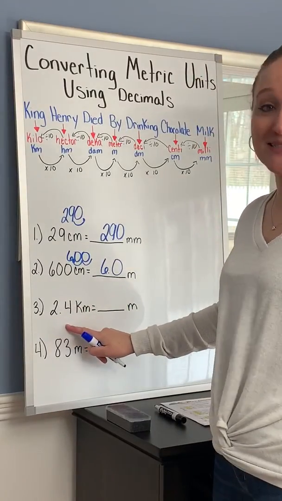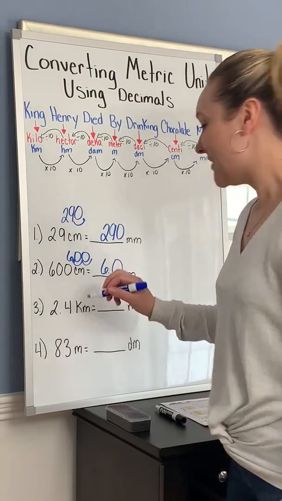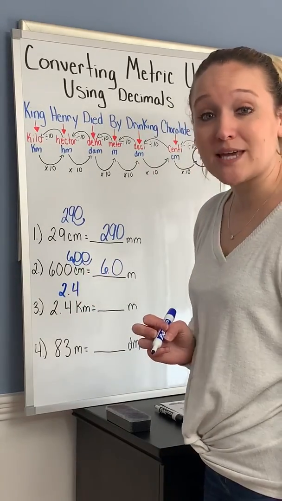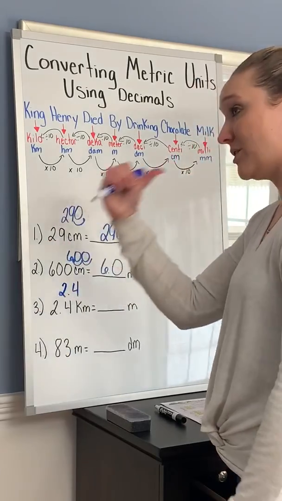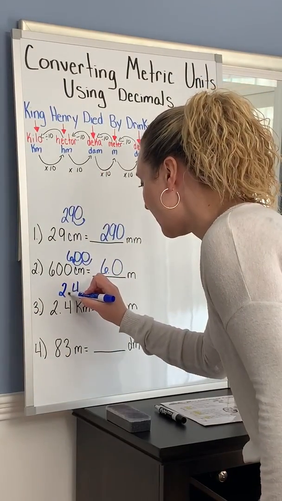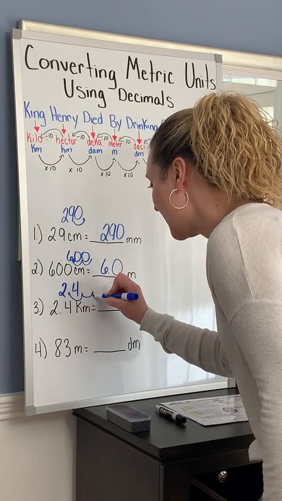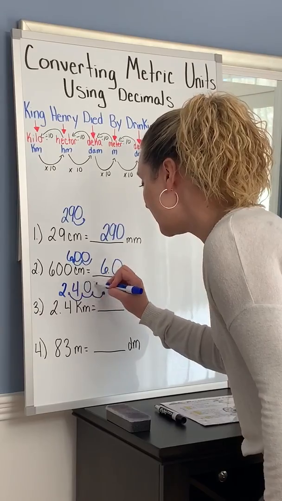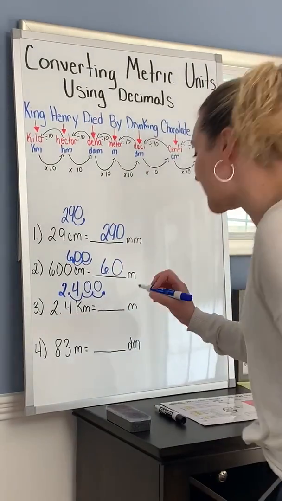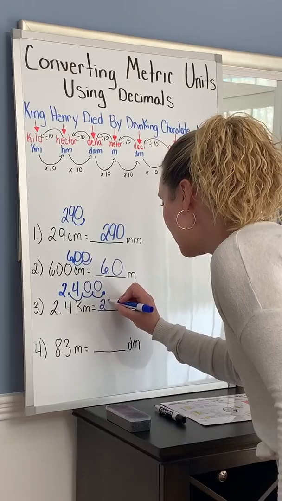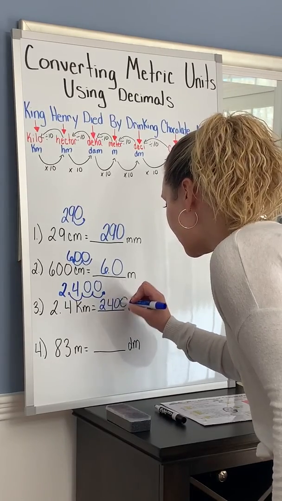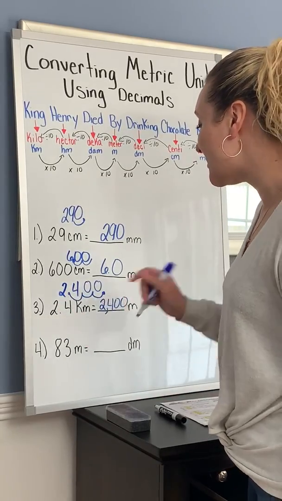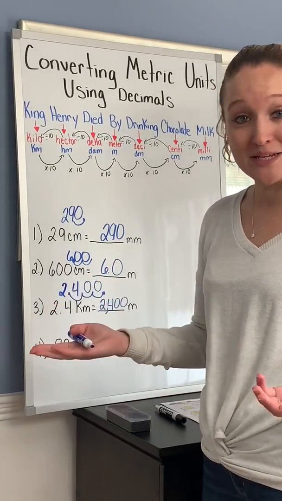So this time I have my decimal. So it's a little bit easier. I'm going to just rewrite this up here so you can see it a little bit easier. And I'm going to take my decimal and move it 3 places to the right. And we're going to have 1 hop, 2 hop, 3 hop. Now remember, I need to put zeros in this place here. 0, 0. So my new answer is going to be 2,400 meters. 2.4 kilometers equals 2,400 meters.